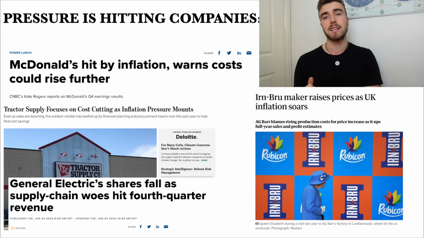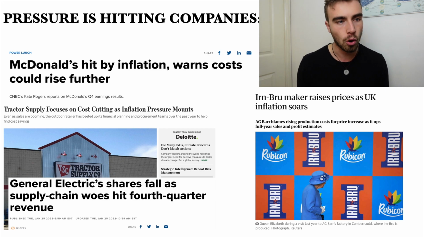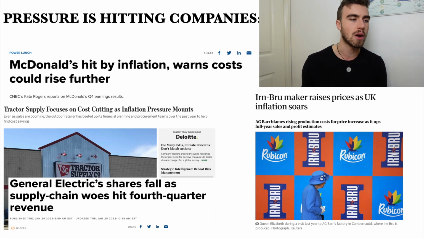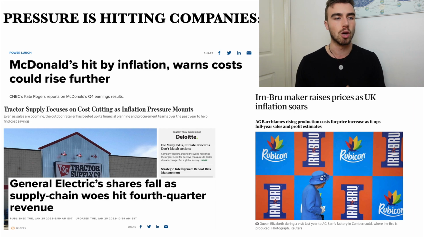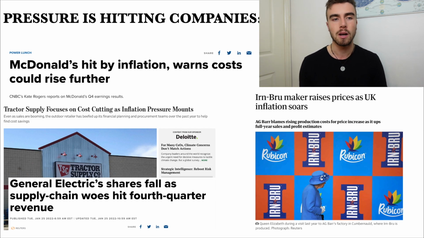You can see the pressure hitting companies in the news. These, I think, are all from Q4. McDonald's hit by inflation. Tractor Supply, they supply a lot of general outdoorsy goods and services in the US. General Electric, Iron Brew, is raising prices. That's a UK-based beverage company owned by AG Barr, as prices soar. So you can see it across the board.